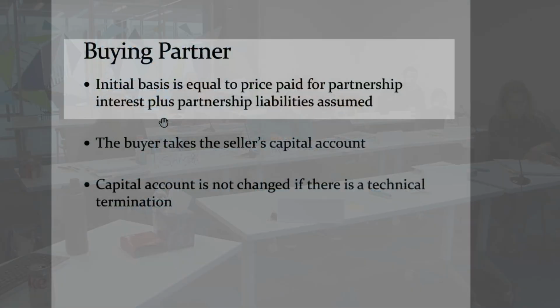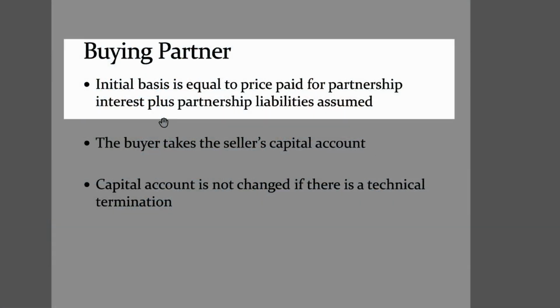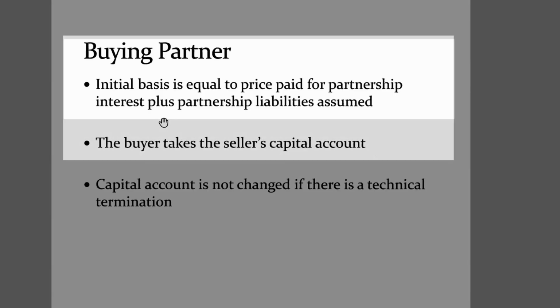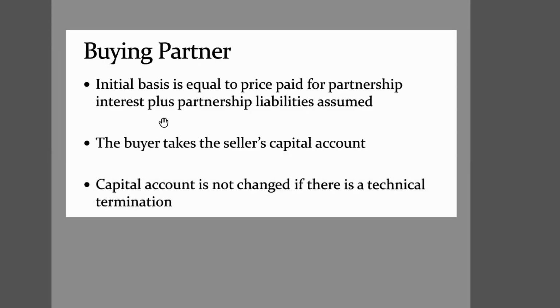Let's see. Initial basis, buying partner, initial basis equal to purchase price plus liabilities assumed. And Sam, we were talking about liabilities assumed on this $25 item over here. That's what that's talking about. The buyer takes the seller's capital account. This is partner to partner. Capital account is not changed if there's a technical termination. Look at that. There's the words technical termination. So it was post 2011 when that rule came through, based on this historical document. 754, we're going to talk about that.